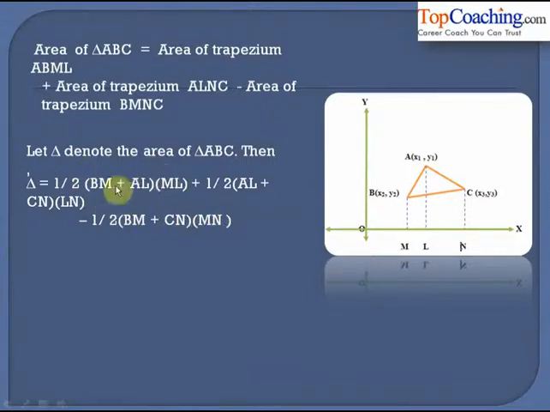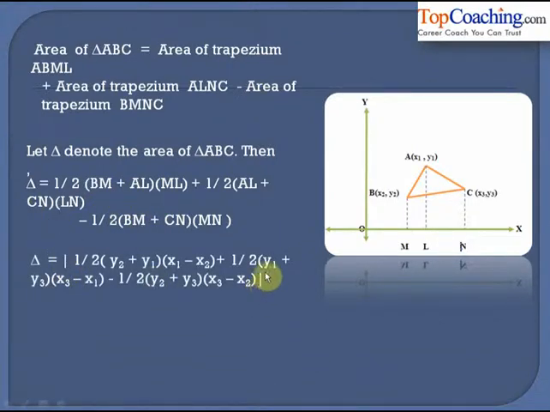Here this denotes the area of trapezium ABML. Similarly, this denotes the area of trapezium ALNC and also this denotes the area of trapezium BMNC. Now we also know that the area of any quantity is always positive. So this expression must have a positive value. Therefore, to make it positive, we take a modulus sign.